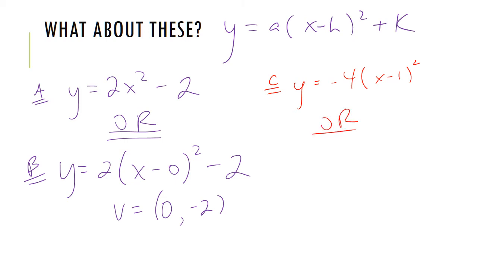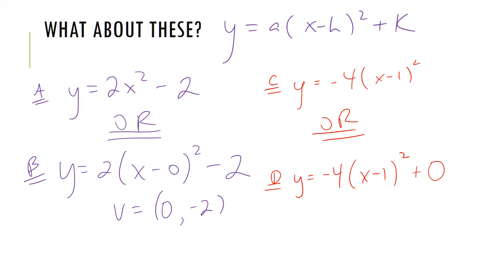So again, let's rewrite this. Call this D. Y equals -4, x minus 1 squared. It doesn't look like I have a K value. What number represents something that's missing? 0. And me throwing a 0 in there does not affect the equation whatsoever.